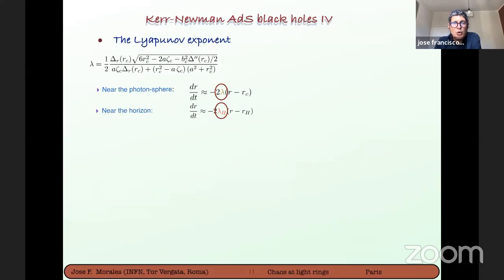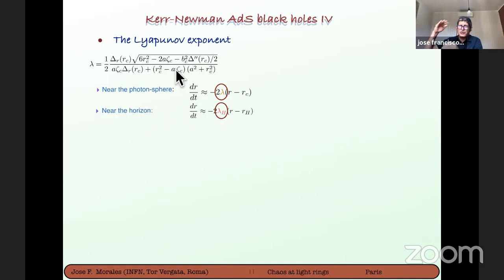And looking at the neighborhood of this photon sphere, you can compute the Lyapunov exponent. I mean, what is the radial velocity when you are close to this photon sphere? And what you find is this formula here. It's a bit complicated formula for lambda, but again, it's very explicit, given in terms of all quantities known for the black hole.